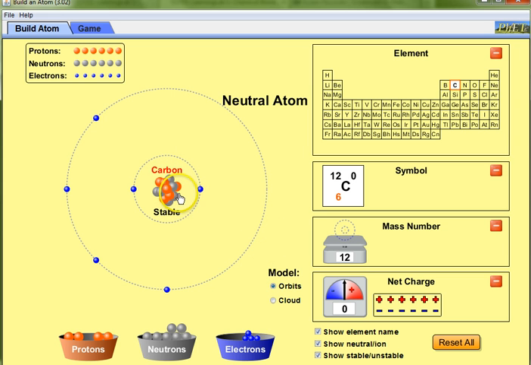All right. So this is carbon. It has 6 protons, 6 neutrons. You can see the first orbit has 2 electrons, and the second orbit has 4 electrons. So what is easier for carbon, to gain 4 electrons or to lose 4 electrons?